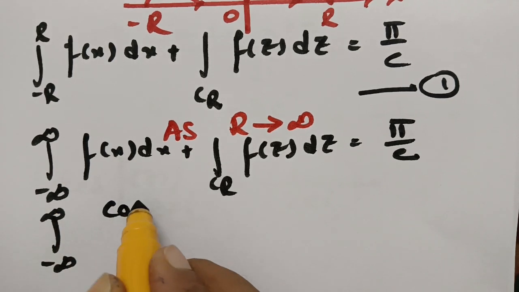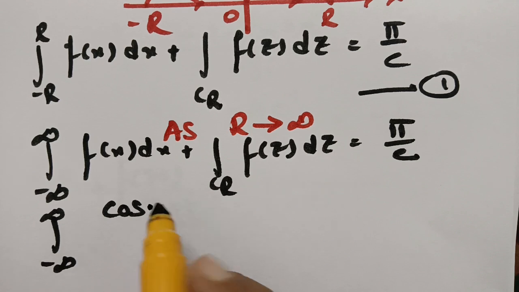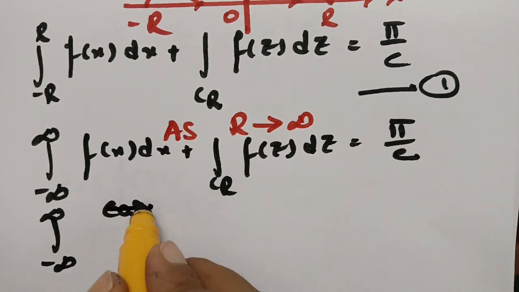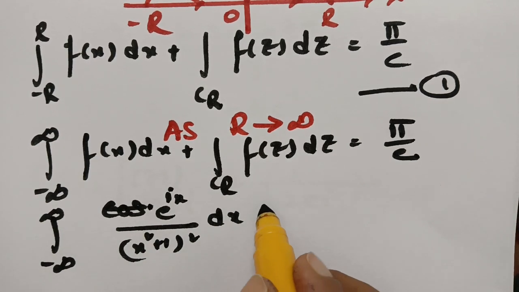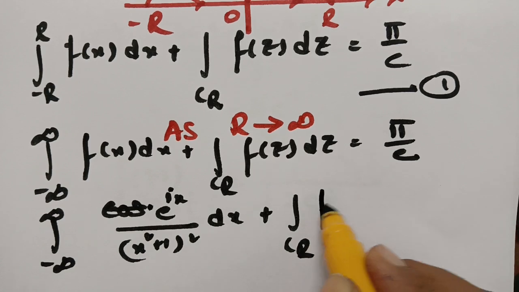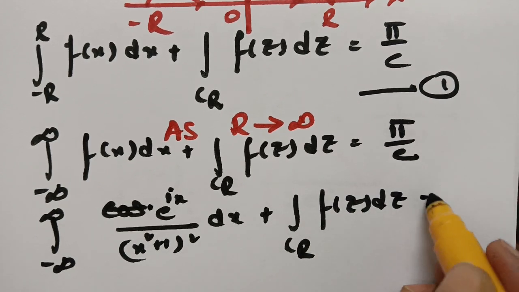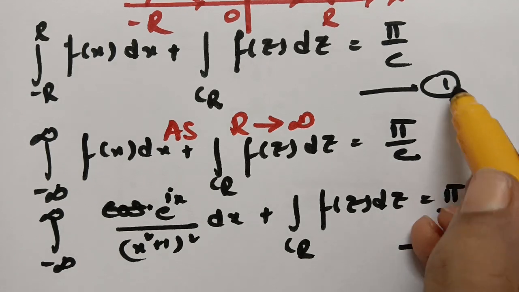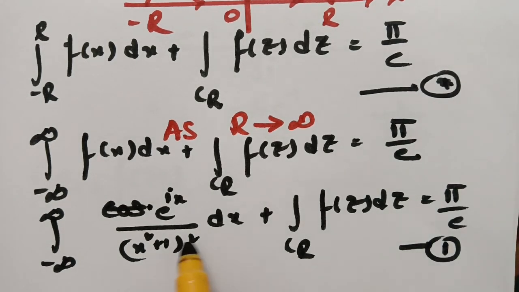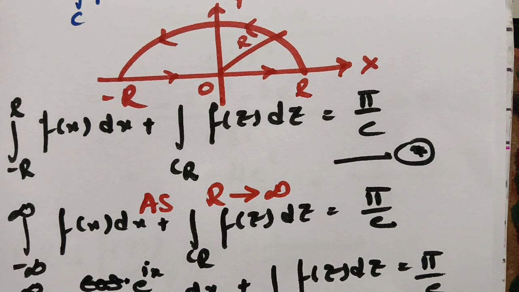F of x is nothing but this value, from our question: e power ix by (x square plus 1) whole square into dx, plus the integral over CR of f of z dz, is equal to pi by e. I am writing this as equation 1, and now I am going to find the value of the integral over CR of f of z dz. See here, I am giving you clarity.